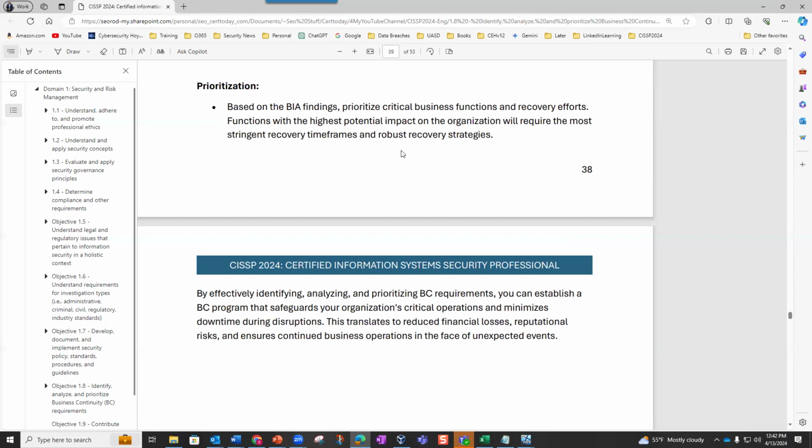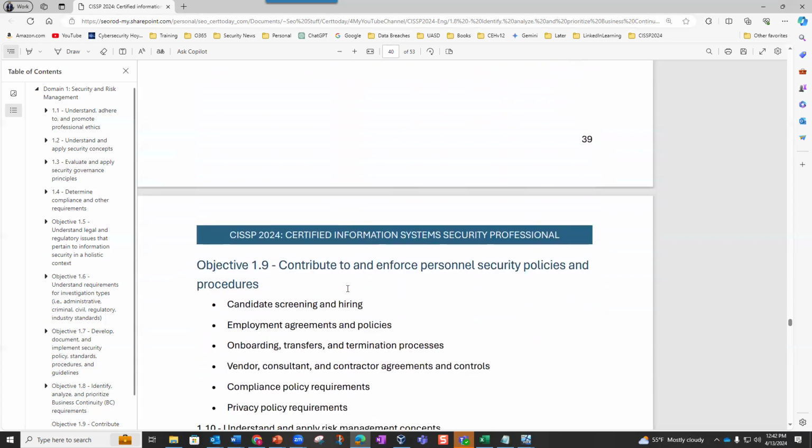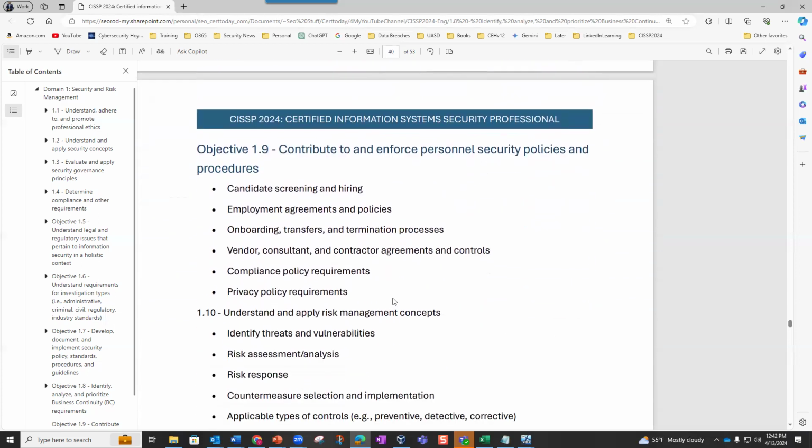So as a CISSP professional, you must understand these BC plans and the BIA and be able to help your organization create these documents. At the same time, that information will be needed to pass the certification exam.